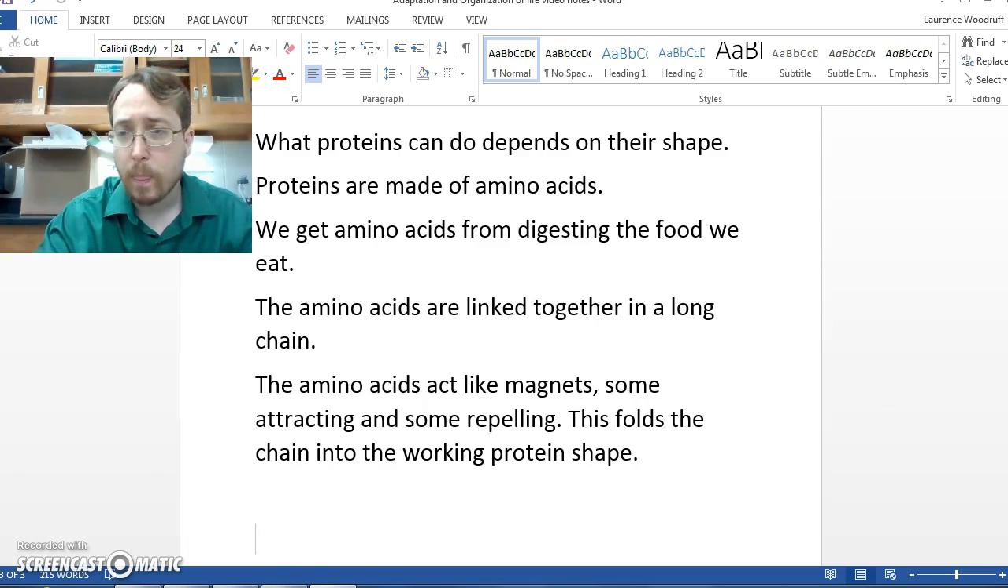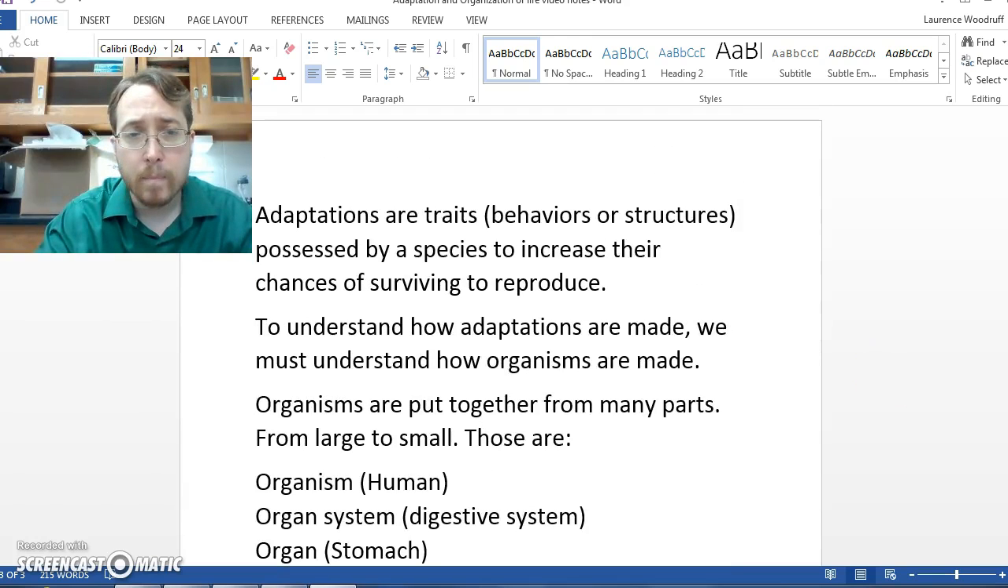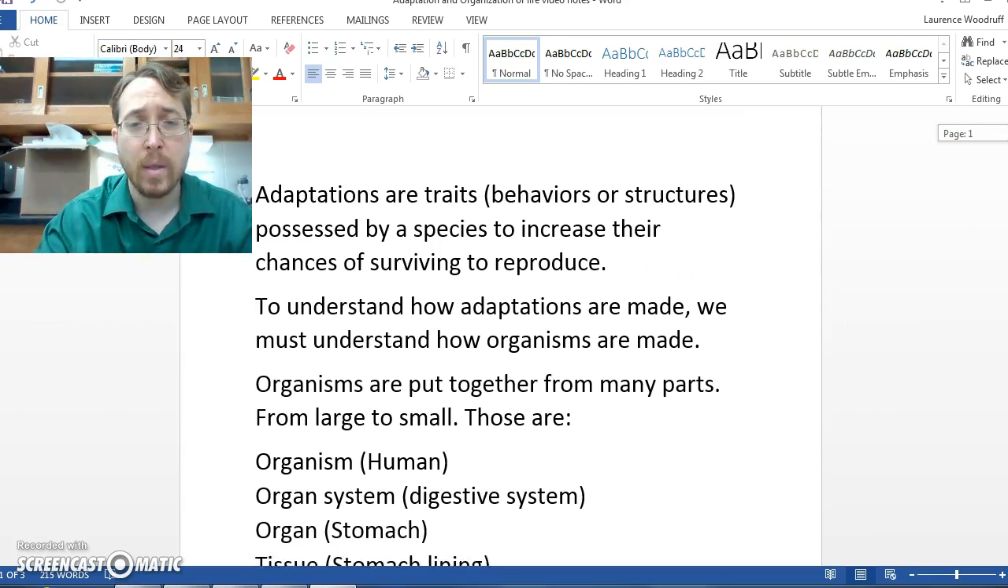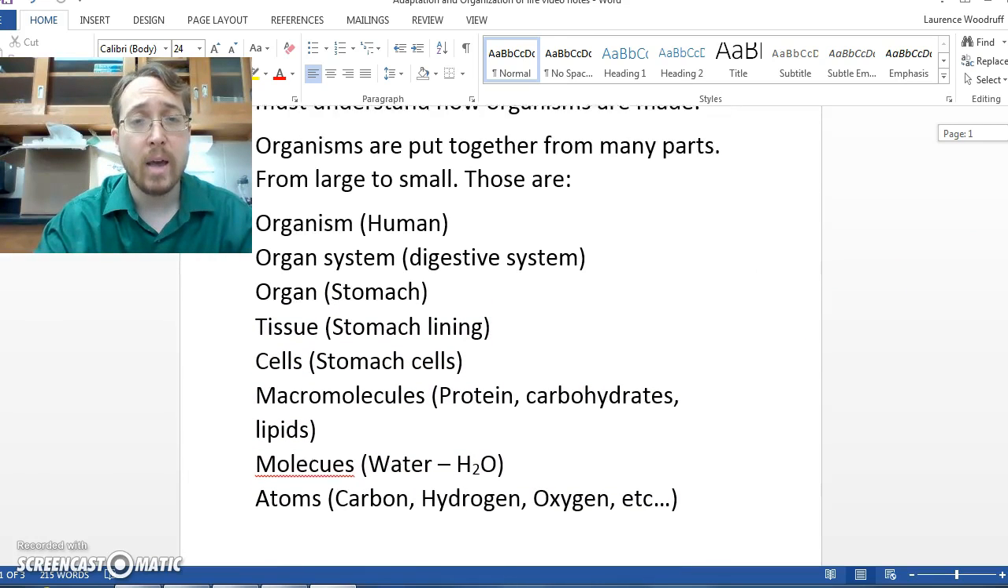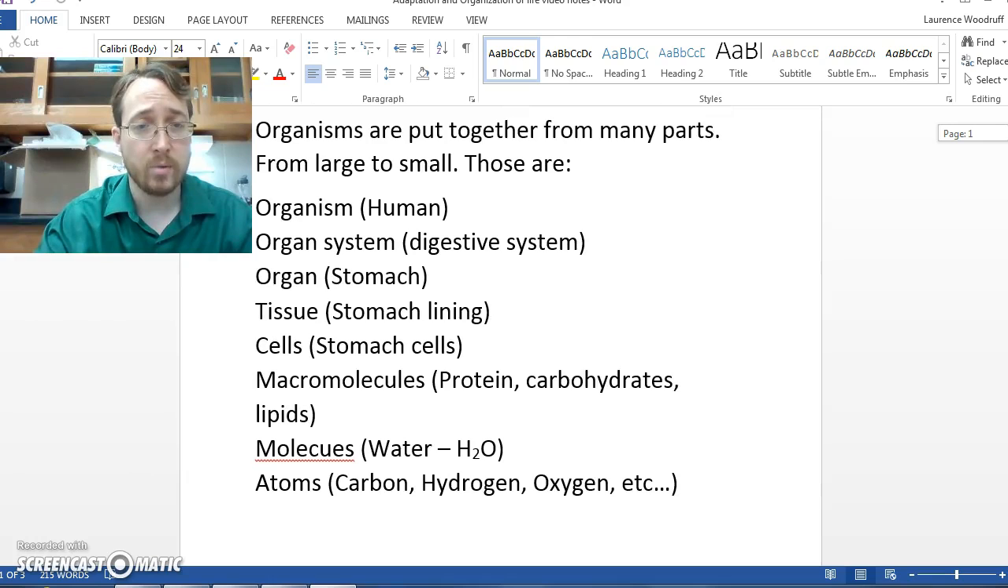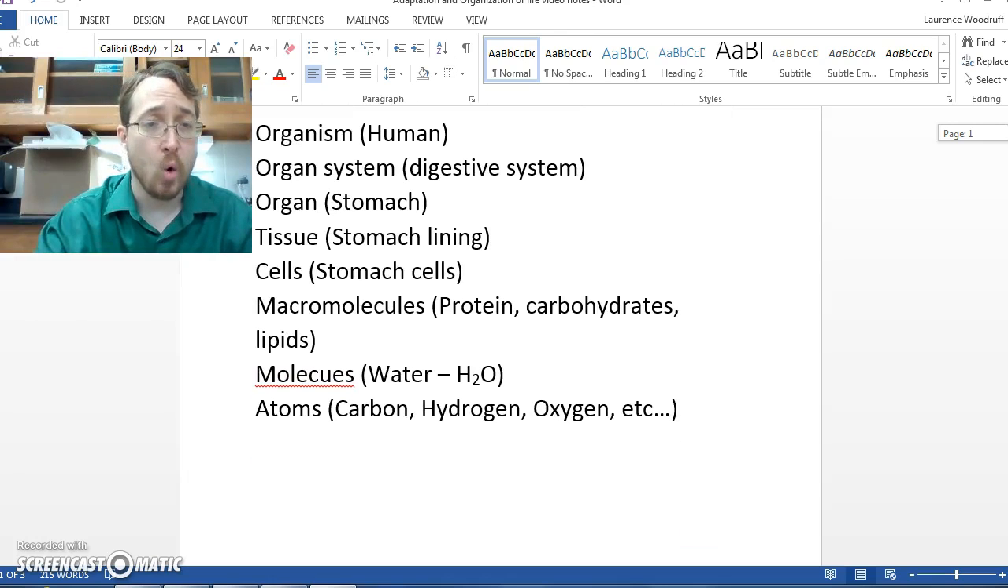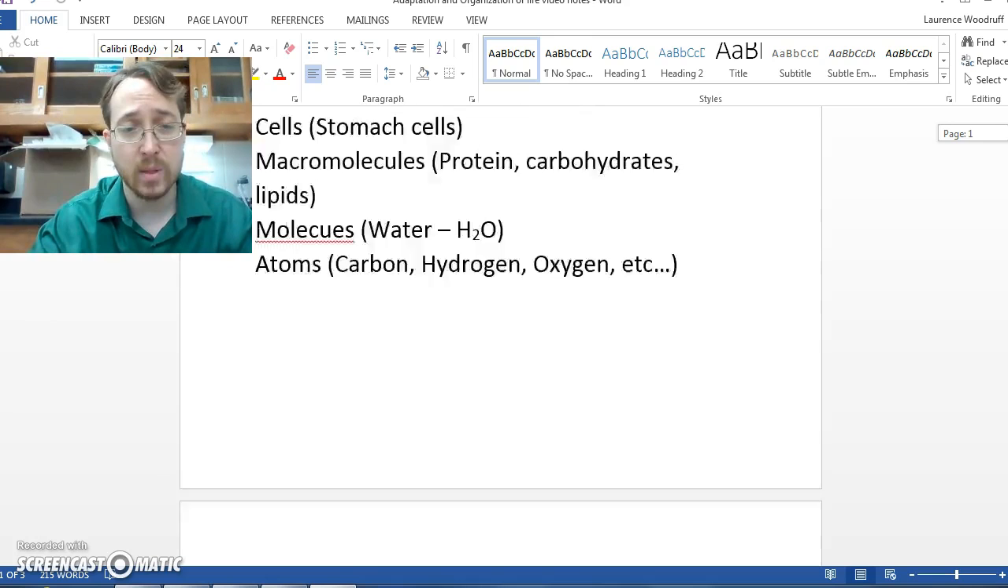So, adaptations are traits, either behaviors or structures, possessed by a species to increase their chances of surviving to reproduce. And so to understand adaptations, we have to understand how organisms are made. And organisms are put together from many parts, from large to small. They are the organism, which is made of organ systems, which is made of organs, which is made of tissue, which is made of cells, which is made of macromolecules, which is made of molecules, which is made of atoms.